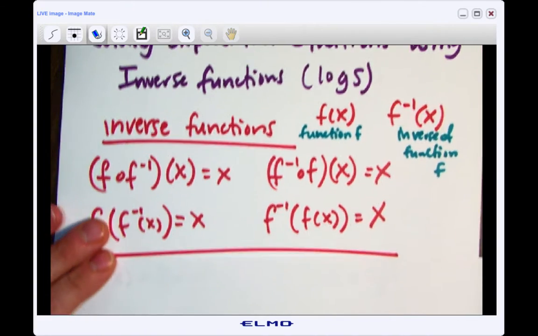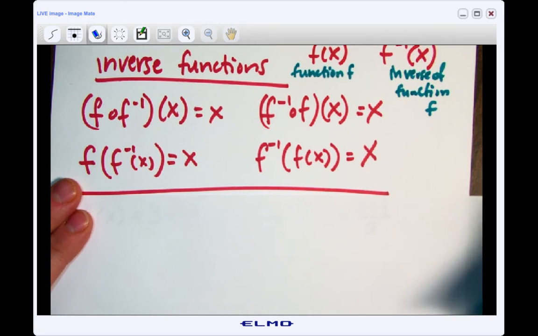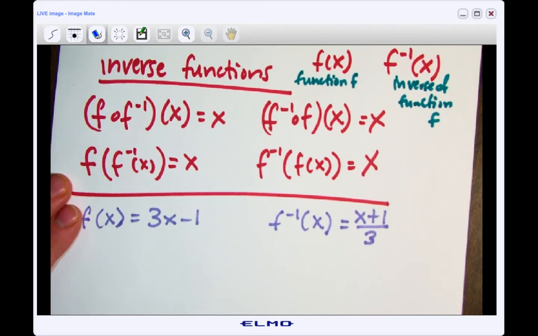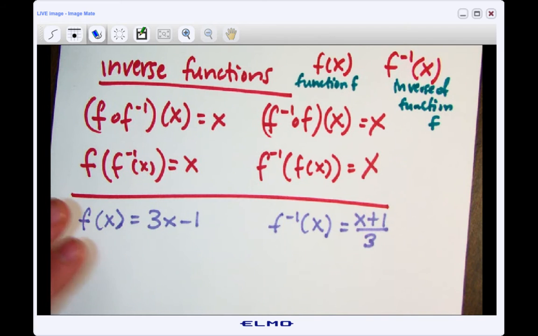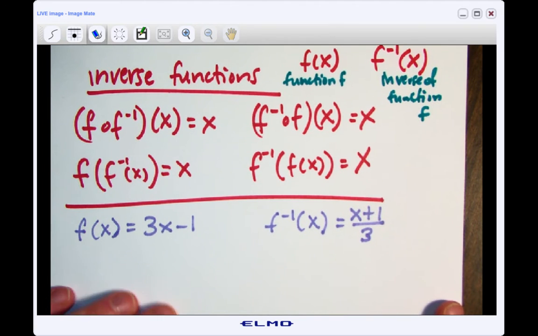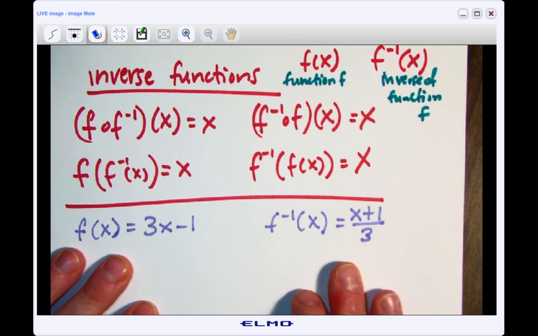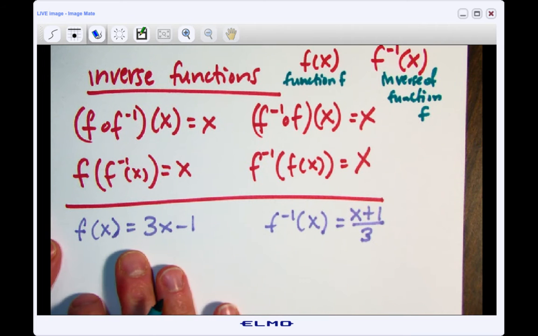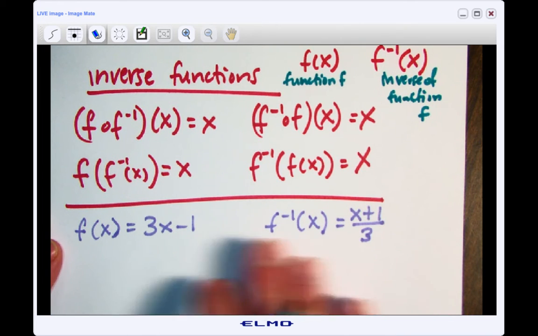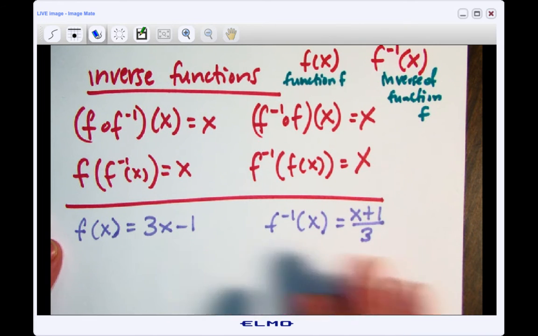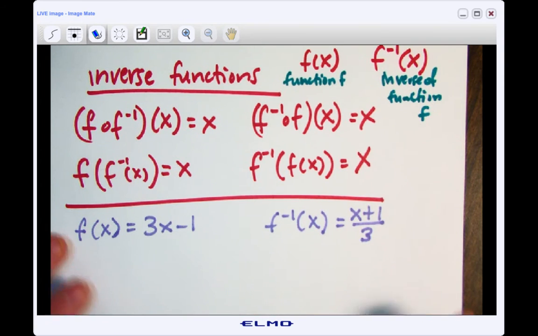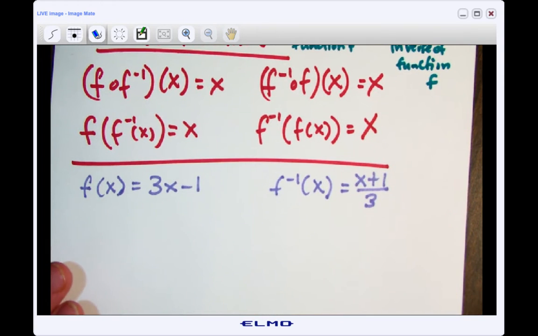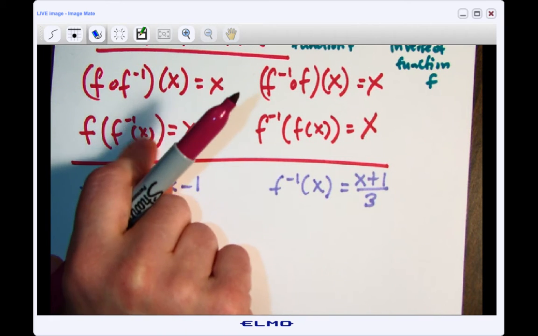Okay, so let's take a look at this with a set of inverse functions that we can know a little easier than our logs and our exponential functions, because I think it'll help our brain understand a little better. So here's my function, and this is the one that does the opposite. This subtracts 1 and multiplies by 3. This adds 1 and divides by 3. So these are going to be inverses of each other. And how do I know if they actually are inverses? Well, I'm going to use this idea.